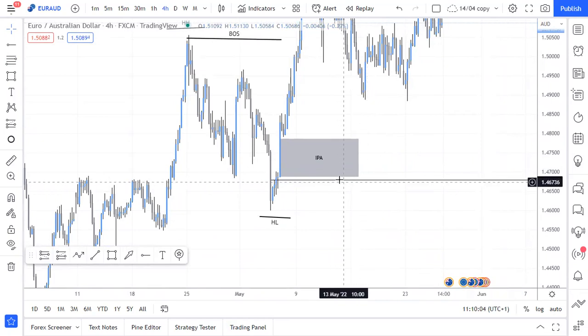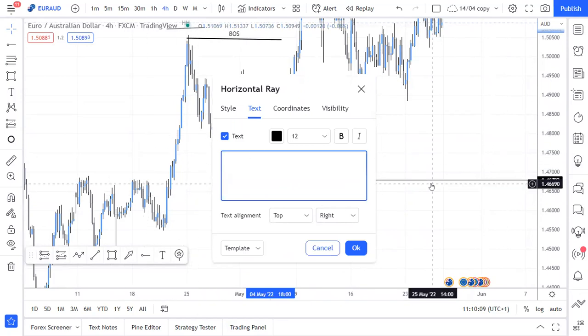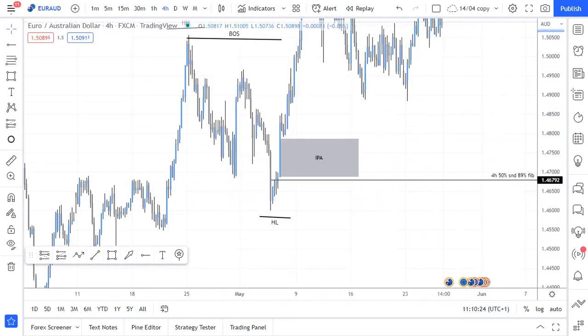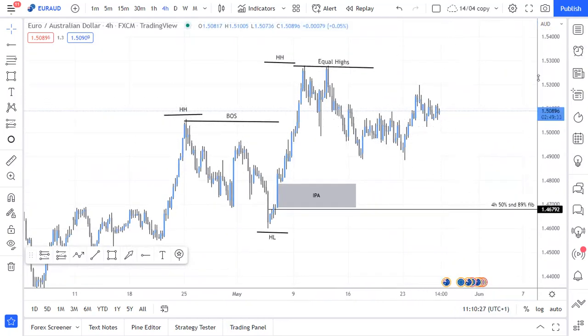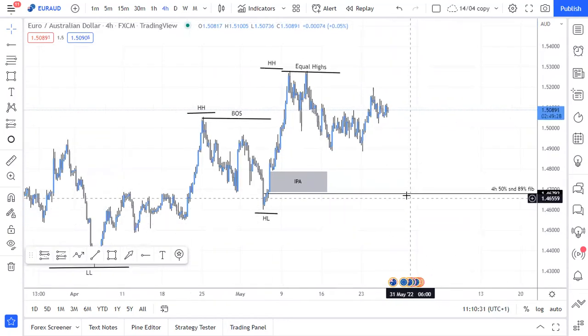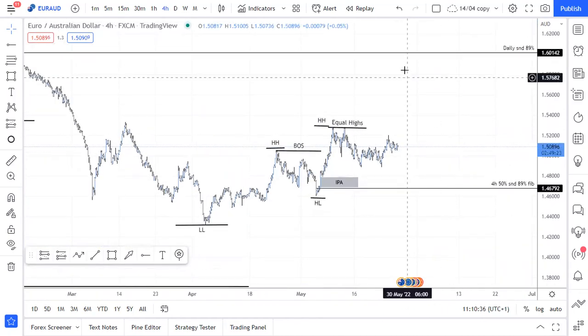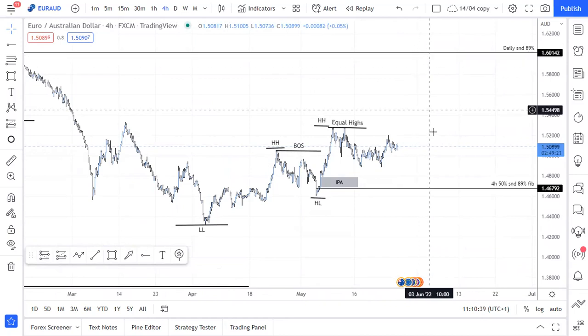So this here would be 4 hour and 89%. Say 4 hour, 50% of the S&D and 89% of fib. So now what we're going to look for is price to come back into this level. And this level here gives us high probability that we're going to then push and break this structure and keep pushing to the daily S&D where we can look for shorts.